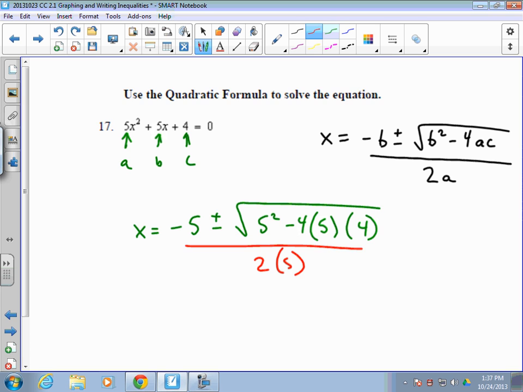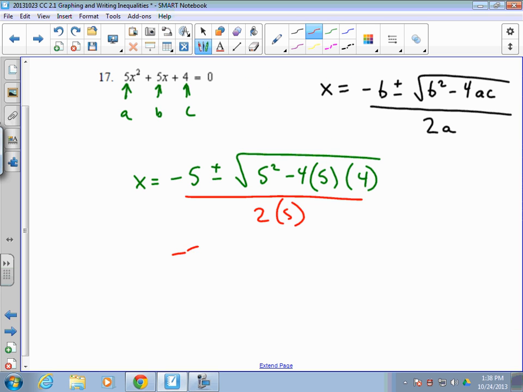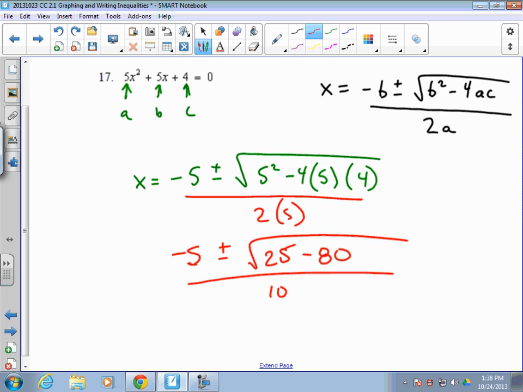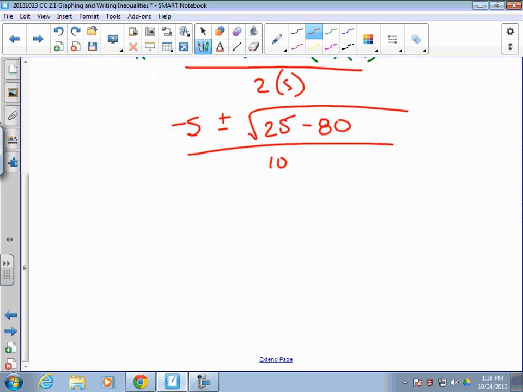So when we simplify all of that junk that's in there, we have negative 5 plus or minus the square root of 25, because 5 squared is 25. Negative 5 times 4 times 5 is negative 20, and negative 20 times 4 is minus 80. So all of that's going to be over 2 times 5, which is 10. So the square root of 25 minus 80 is the square root of negative 55. So we have negative 5 plus or minus the square root of negative 55 over 10.